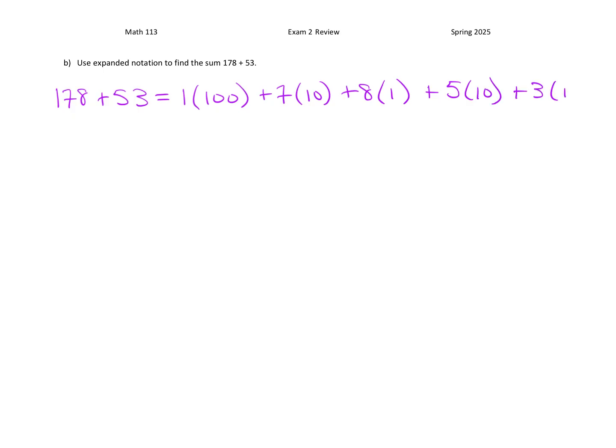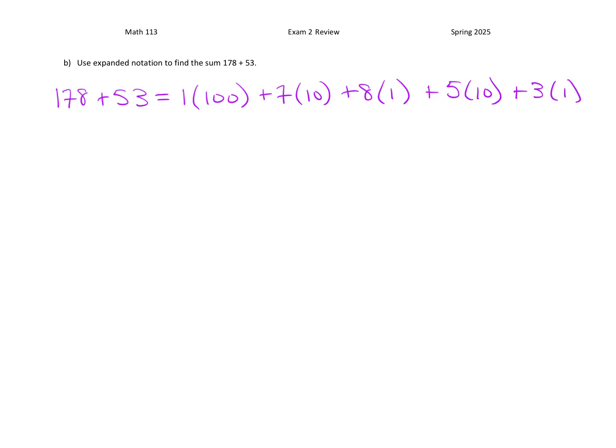Use expanded notation to find the sum 178 plus 53. So 178 plus 53. I'm going to break this down by place value. So I have 100, 7 tens, and 8 ones. And I'm going to add to that 5 tens and 3 ones. And then I'm going to combine like terms.